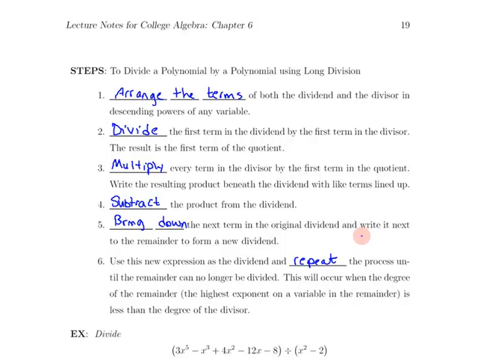This will occur when the degree of the remainder, that is the highest exponent in the remainder, is less than the degree of the divisor. So if I had an x term on the outside, then the remainder would be whenever I get to something without an x. If I had an x squared on the outside, the remainder would be when I get down to something that's an x term. X cubed on the outside, the remainder would be when I get down to something that's an x squared in the remainder, and so forth.